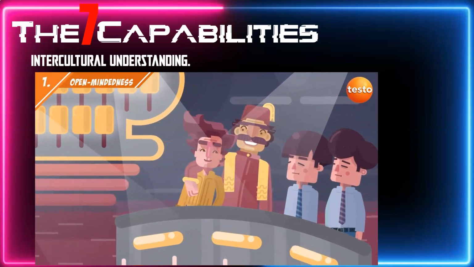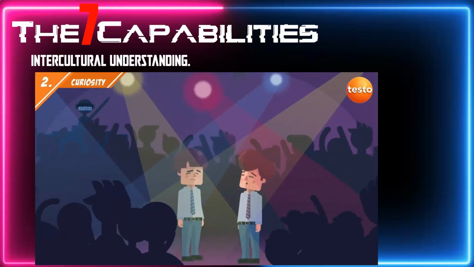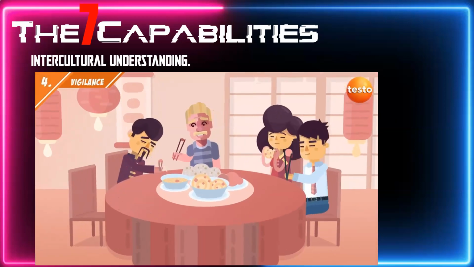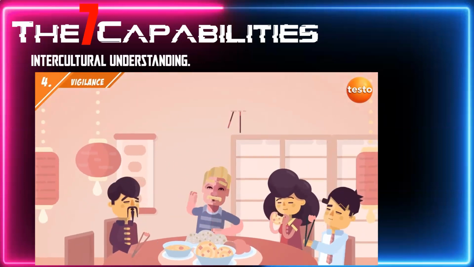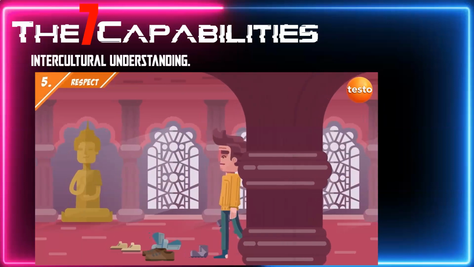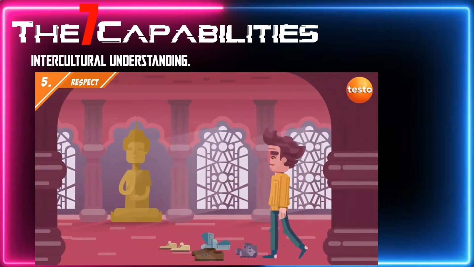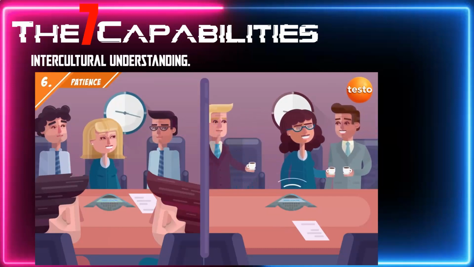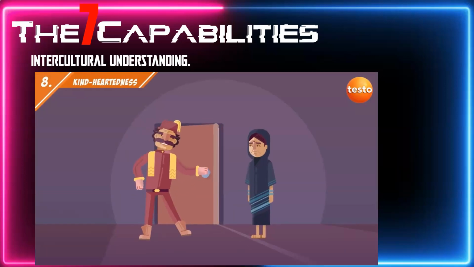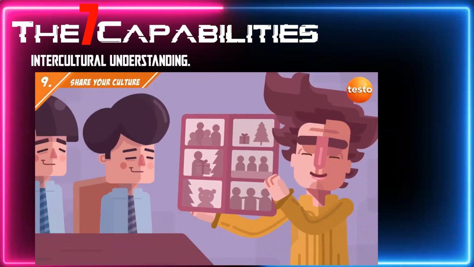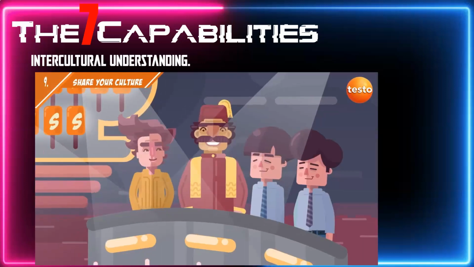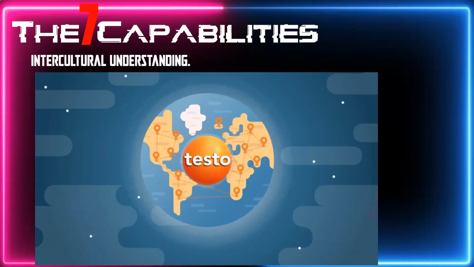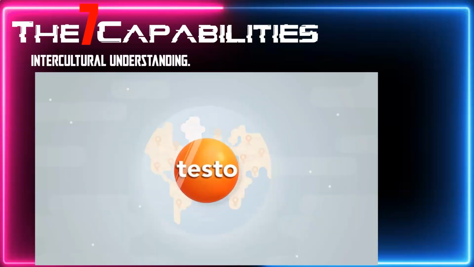Be open to new encounters and curious for new experiences. Don't be afraid. Be vigilant and observe so you won't make a faux pas. And, of course, respect foreign customs, rituals and culture. Be patient, and in case somebody does not behave how you expect, don't take it personally. Be kind-hearted. Share your own customs and culture with others. And finally, share your intercultural experience with colleagues and friends. That's the way to cultivate intercultural awareness at Testo.